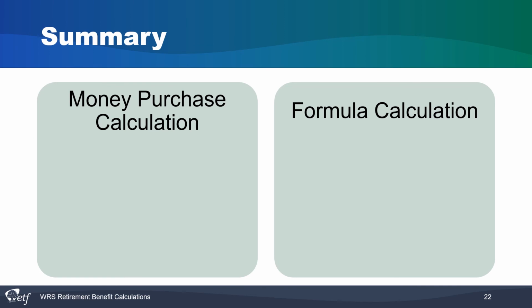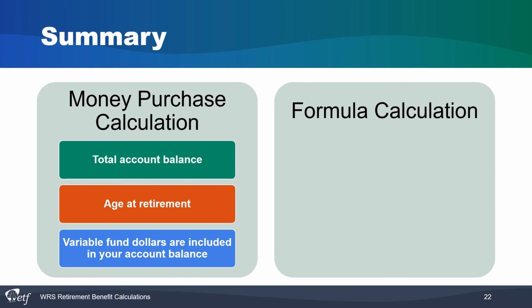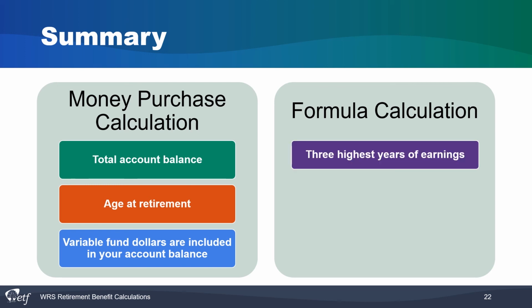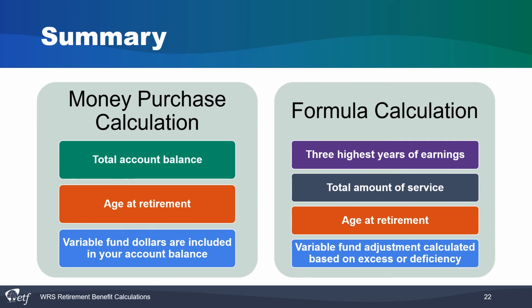To summarize, let's take a look at the differences between these 2 calculation methods. The money purchase method is based on your total account balance and age at the time of retirement. If you participated in the variable fund, dollars are included in your account balance. The formula method is based on your 3 highest years of earnings, total amount of service, and age at retirement. If you are in the variable, an adjustment is calculated based on your variable excess or deficiency.